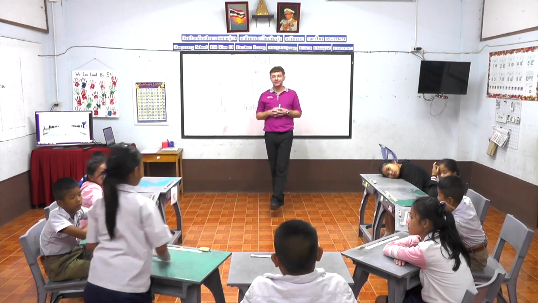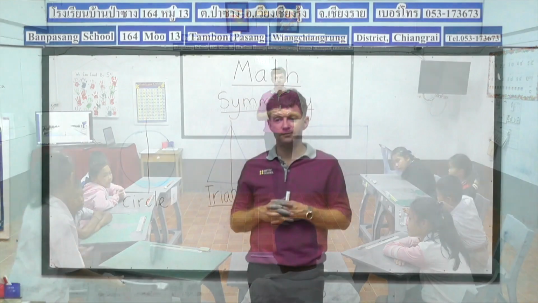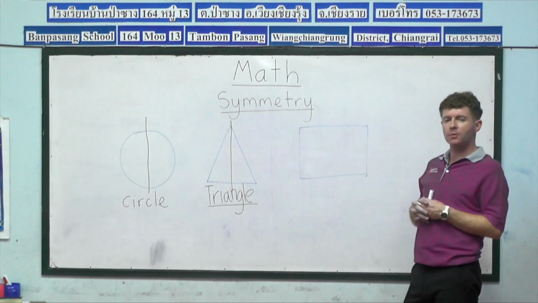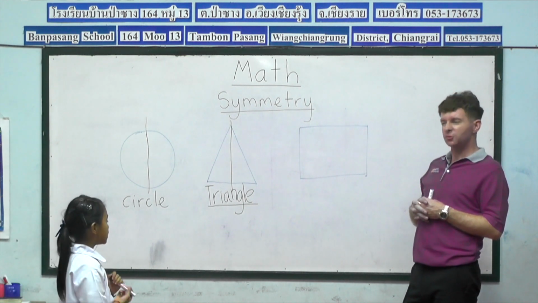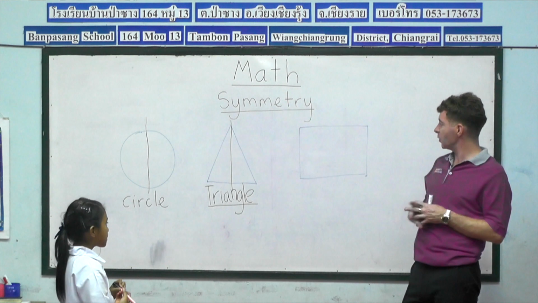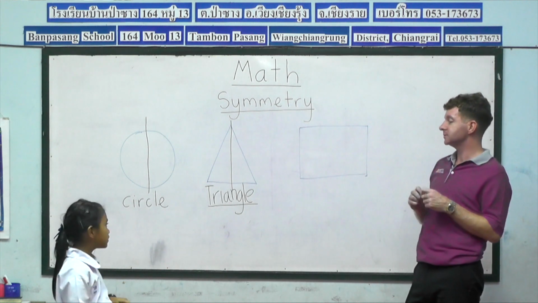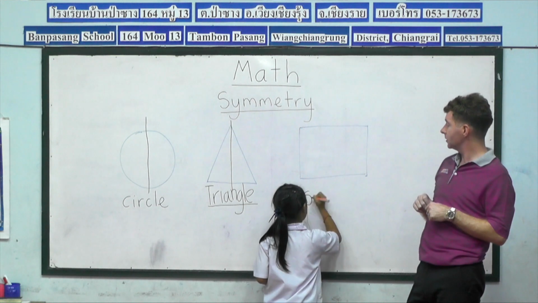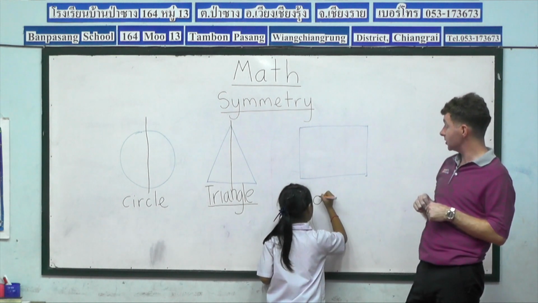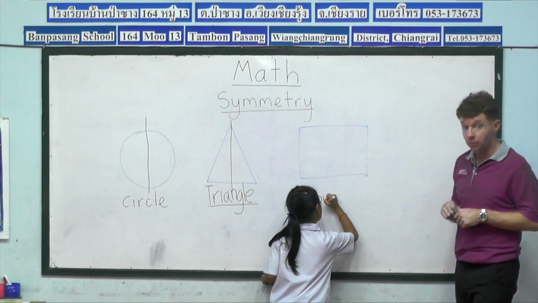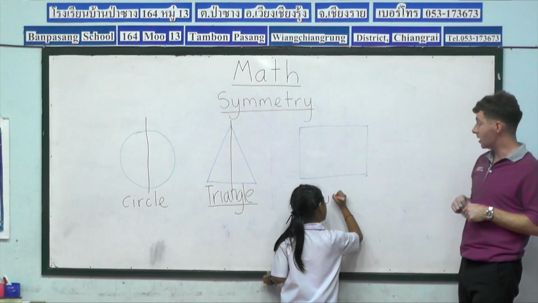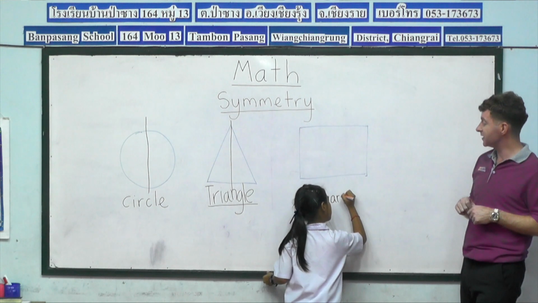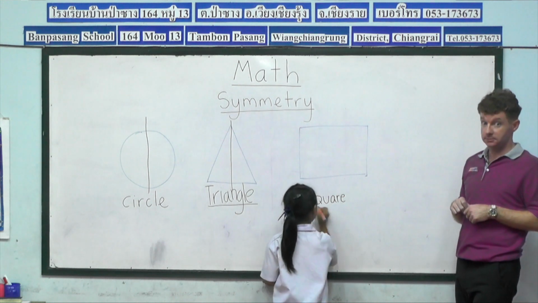Pak Bung, can you come and join me at the front, please? First of all, what shape have I drawn on the board? Square. It basically looks like a square. So how do we spell square? S-Q-U-A-R-E. All together, guys, square.